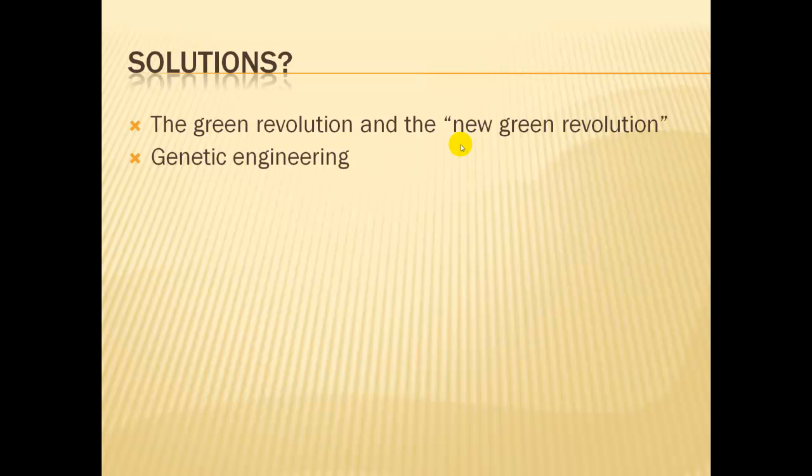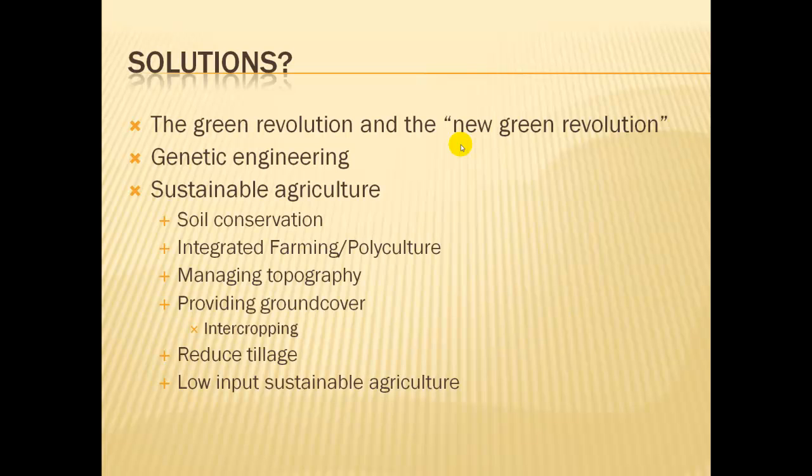So genetic engineering can be in both the former Green Revolution and the New Green Revolution. There's also a new sustainable agriculture movement. This gets into soil conservation measures, which we talked about in the soils lecture. It gets into integrated farming and polyculture. You're going to read about that in your Michael Pollan chapters.